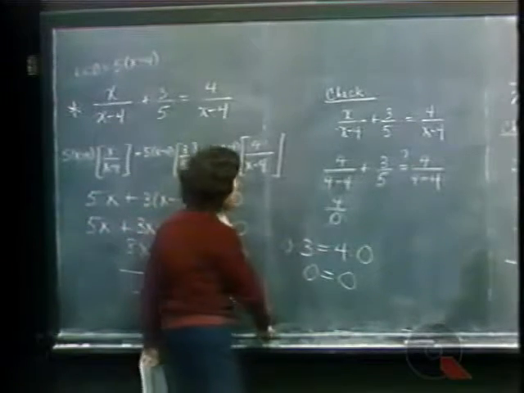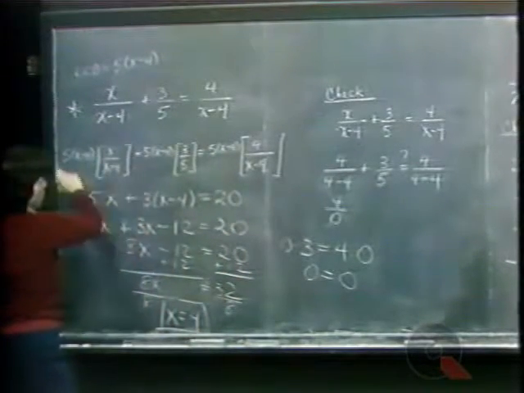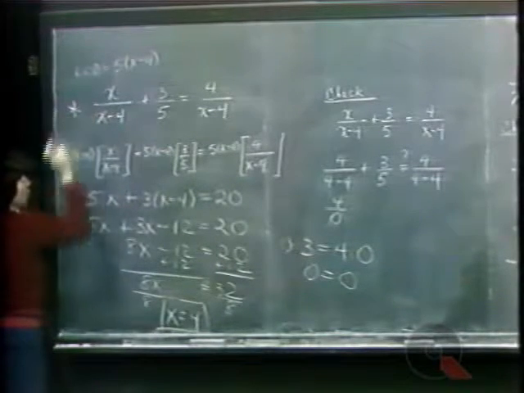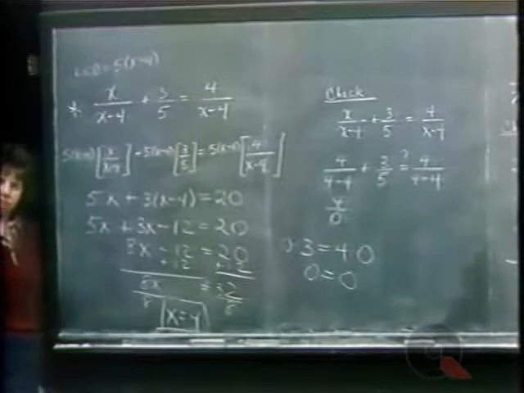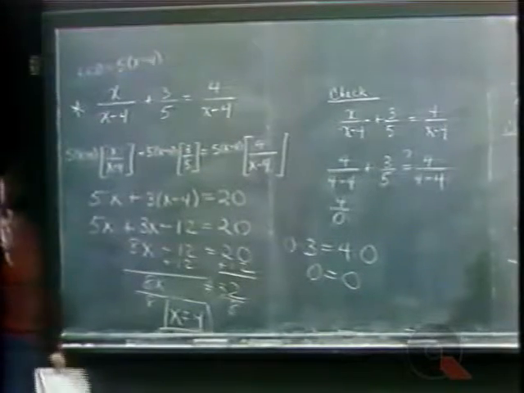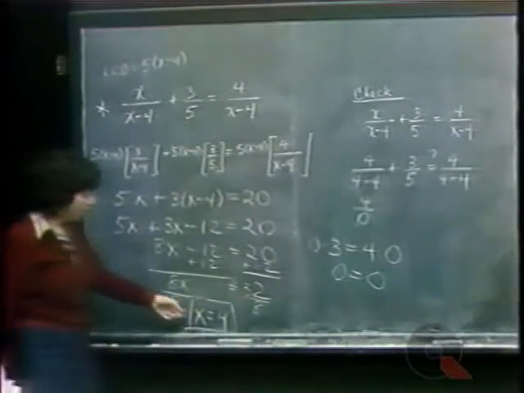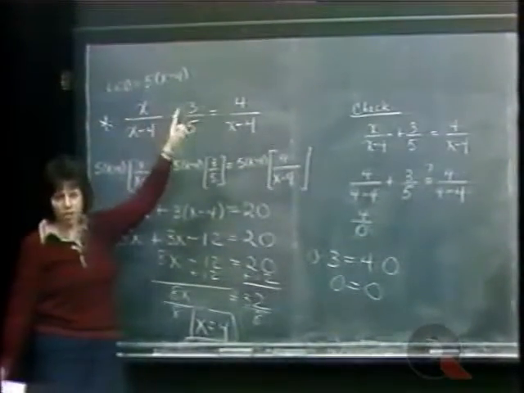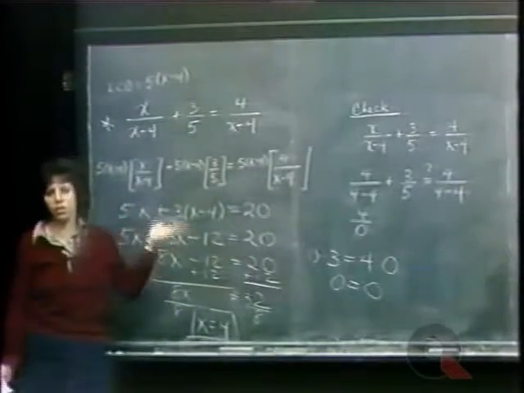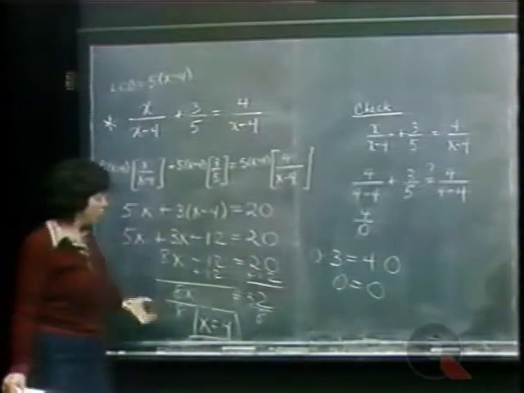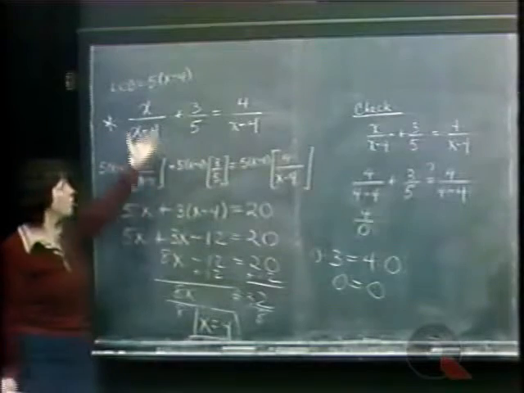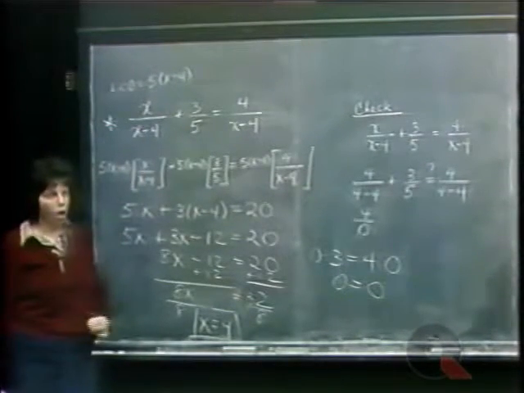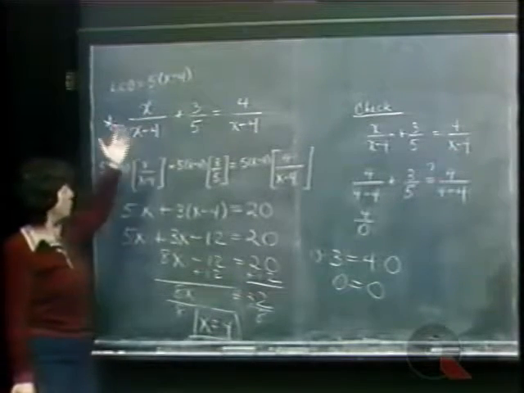And in a sense, this is what we did over here. We multiplied both sides of the equation by 5 times x minus 4, the LCD, and in doing so, we had to assume that that was not 0, or we wouldn't necessarily get an equivalent equation. But what happens at the end? X is equal to 4. Which means 5 times x minus 4 was 0. We were really multiplying both sides of this equation by 0. And the solution that we got was not necessarily a solution to the original equation anymore, because we were multiplying by 0.